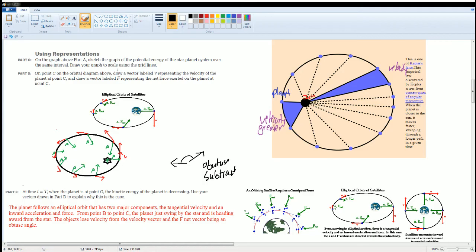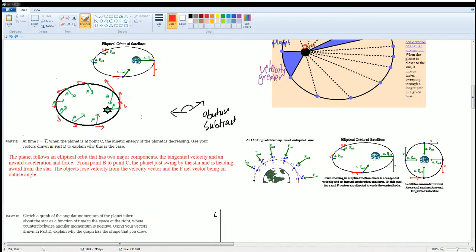So let me say here, this is just kinetic energy. The kinetic energy here is small. As it moves here, it goes up a little bit more, and here it has a lot, and then it goes down and starts decreasing. It's like an oscillation. Let's go to the last one.